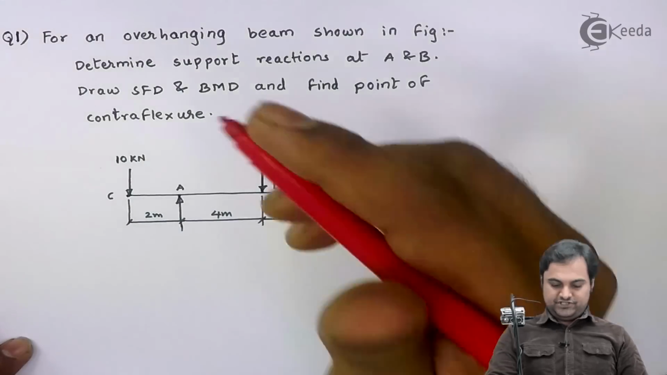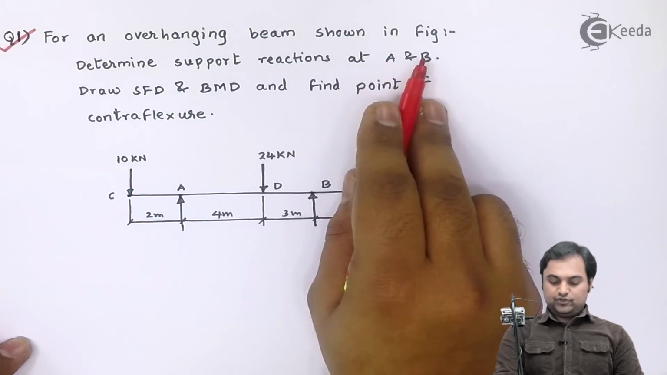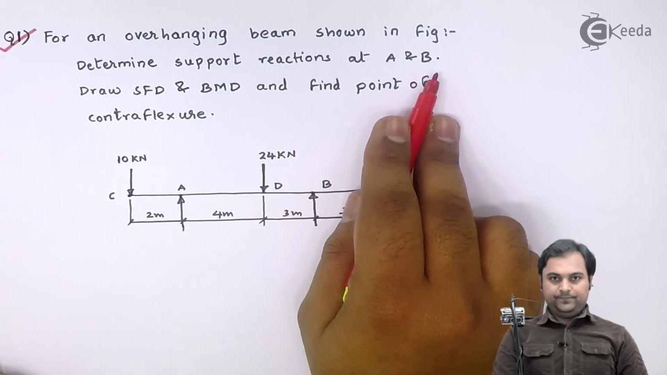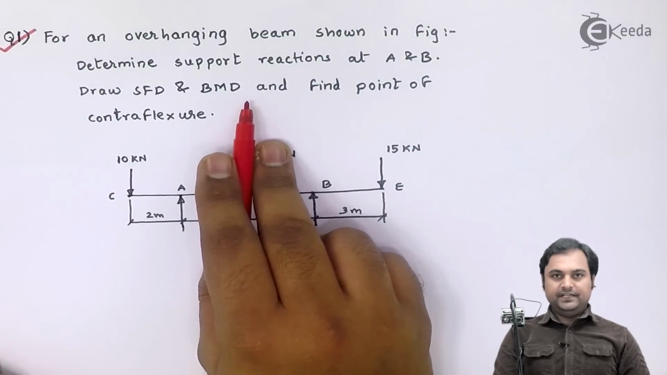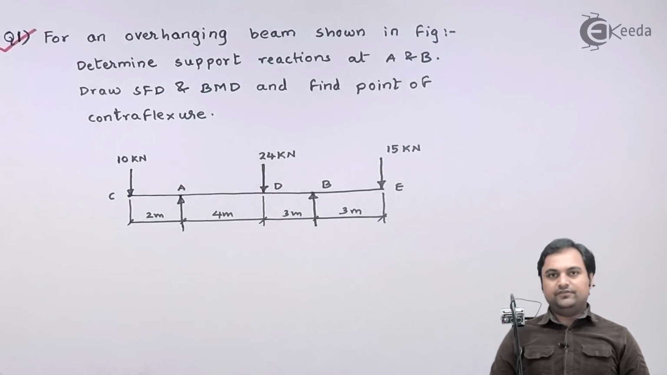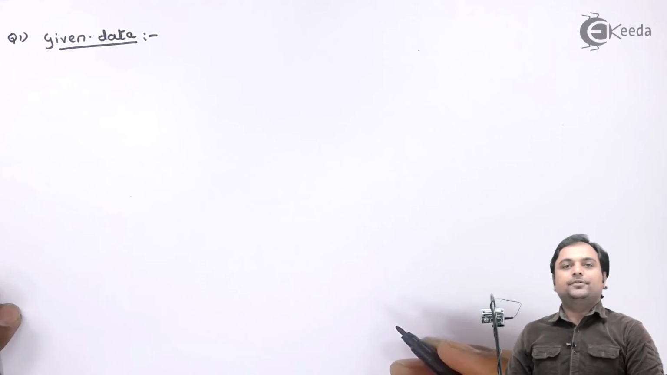Let us take this first question. For an overhanging beam shown in figure, determine support reactions at A and B, draw SFD and BMD and find the point of contraflexure. Now this is the question which we have in front of us. Let us try to write the data first. Here I will draw the beam which is given.